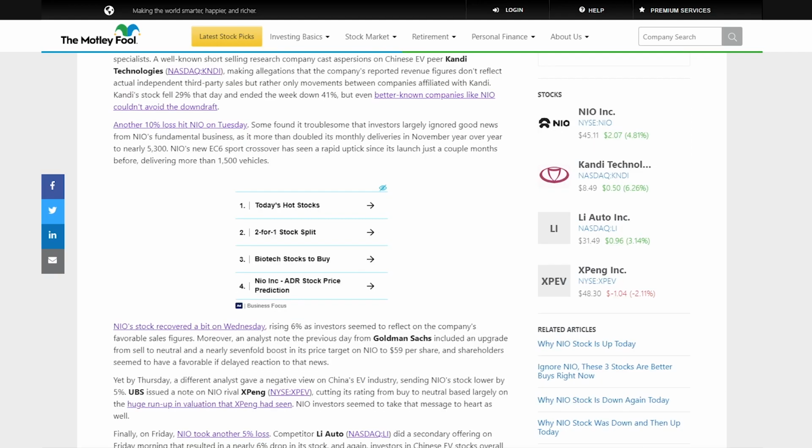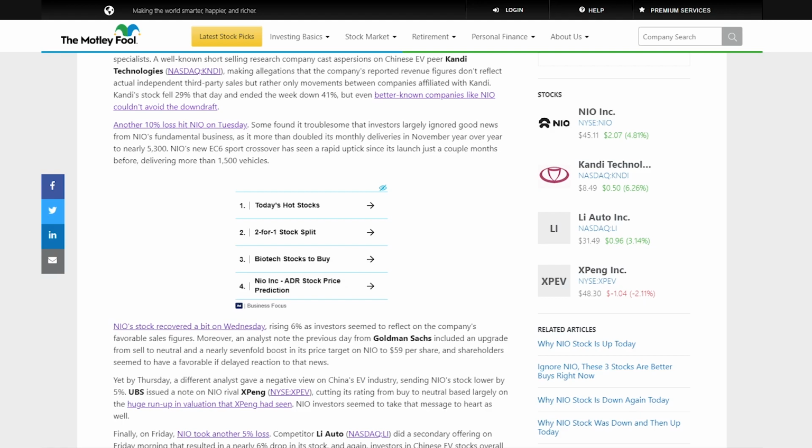And then again on Tuesday, NIO suffered another 10% loss, and this was when there was all that worry about the delisting of NIO and other Chinese EV stocks, because this was the same day where we found out November deliveries for NIO, and they had delivered almost 5,300 vehicles, which was double from a year previously.